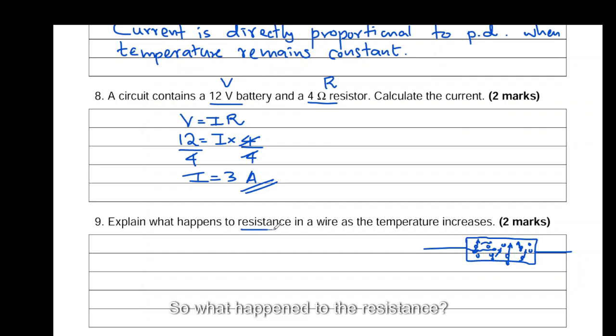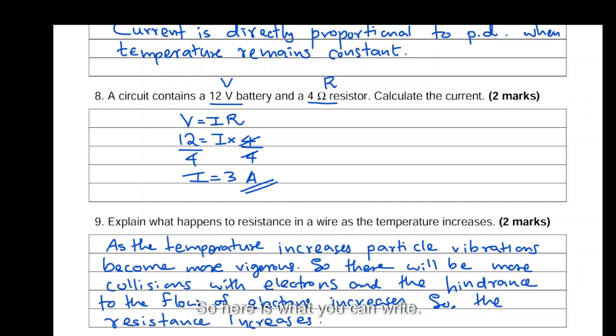So what happens to the resistance? The resistance increases. Let's write this down. So here's what you can write. As the temperature increases, particle vibrations become more vigorous. That's one point. So there will be more collisions with electrons and the hindrance to the flow of electrons increases. So the resistance increases.